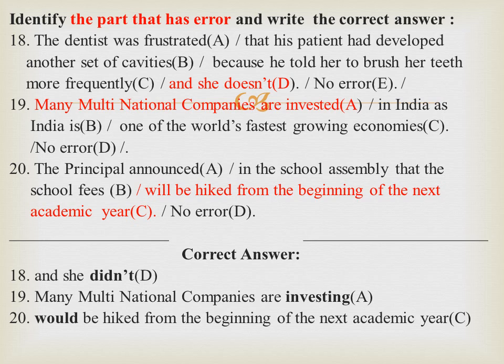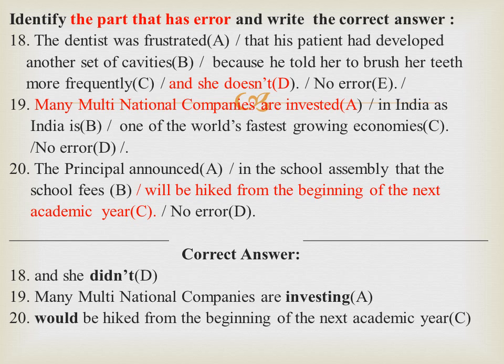Do you understand? Many multinational companies are invested in India as India is one of the world's fastest growing economies. Here, the action is in progress, so use present continuous tense. Many multinational companies are investing in India as India is one of the world's fastest growing economies.